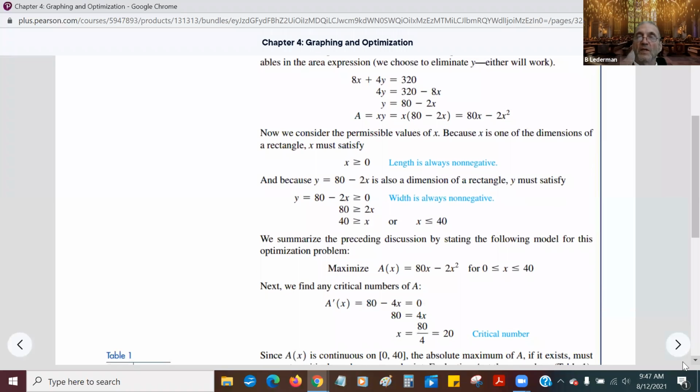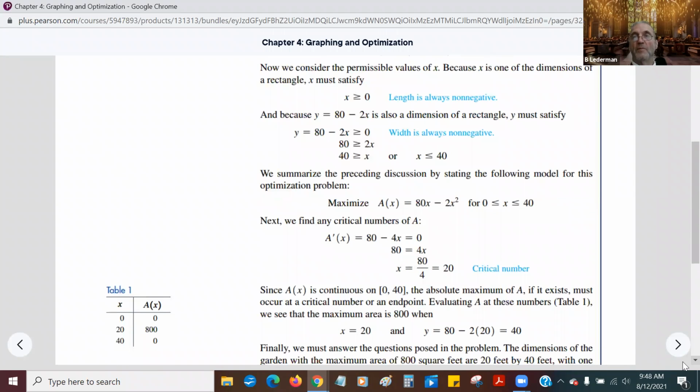And I want to find the biggest, the maximum value, I guess the absolute max in that interval. Well, guess what? This is a straight up calculus problem that we learned in the last section. I'm going to say y equals 80x minus 2x squared. I'm going to take y prime, or in this case, A prime, and I'm going to get 80 minus 4x, which means 80 equals 4x, so x equals 20. 20 is my critical number.